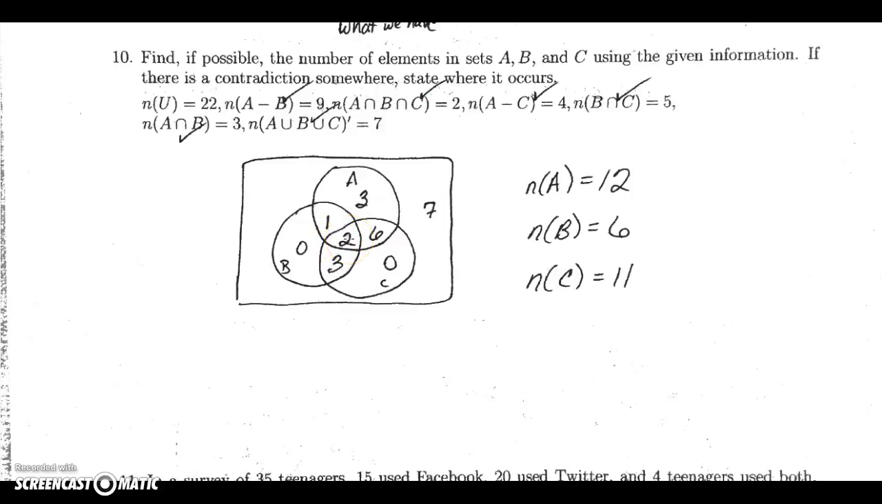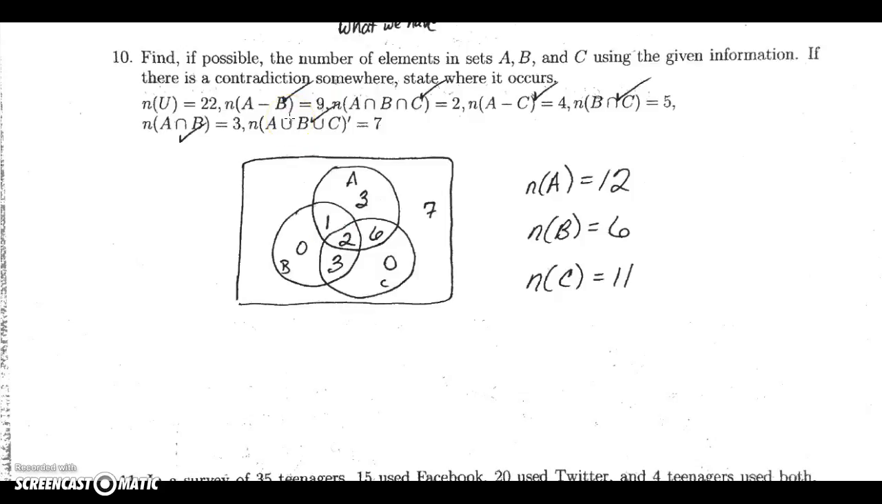And then after that, we could do any of these double ones. So B and C. B and C would be these 2 regions. So since we know that's 5 and we already know that's 2, that would give us this as 3. Here we have A intersect B, so we know that the total of these 2 regions is 3. We already have the 2 there, so we subtract to get 1.